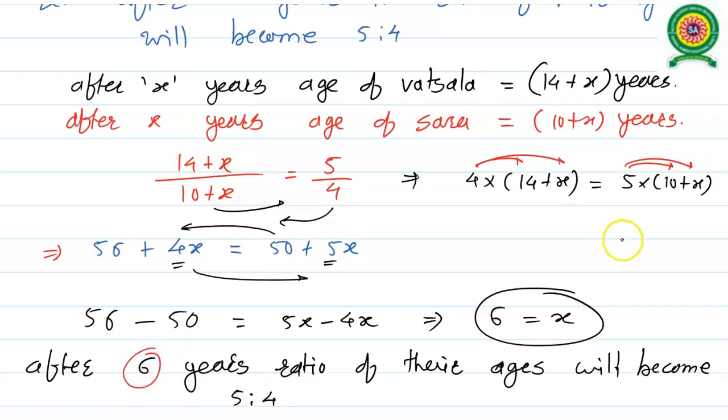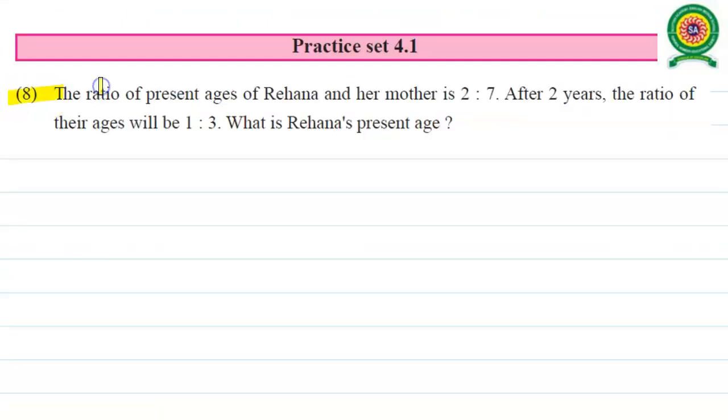Now you may verify your answer. Let's add 6 to 14 and add 6 to 10. Try to simplify it, convert the given ratio into its least form, so that we are getting 5:4 ultimately. Now look at question number 8 from practice set 4.1.